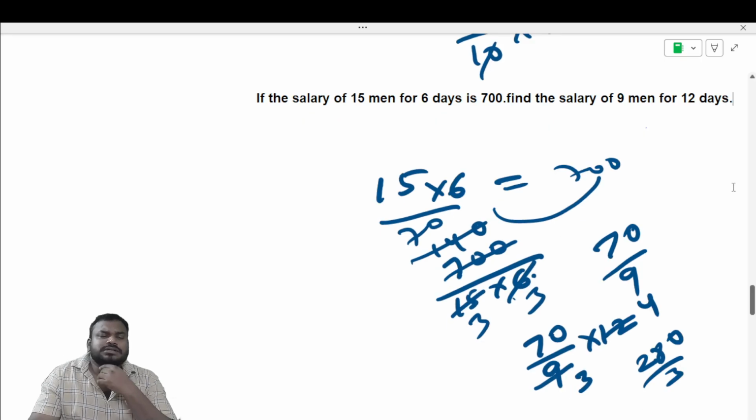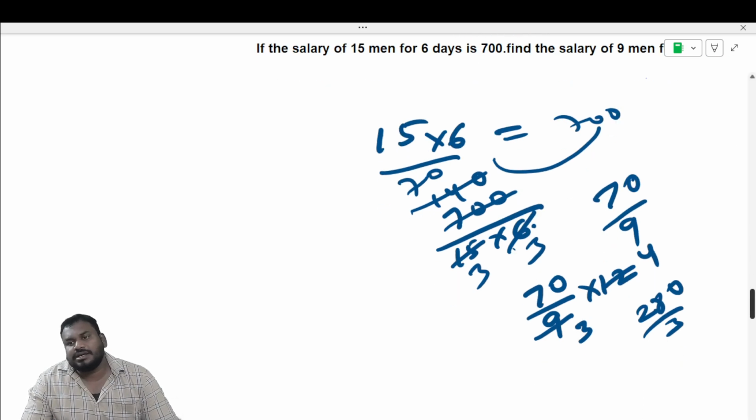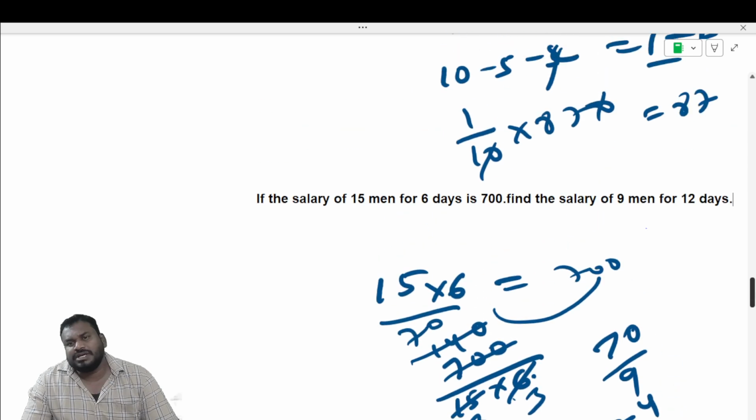Here, this question can be understood in a different way also. So there is a flaw in the question itself. Actually, you should extend the question like 15 men can finish a work in 6 days by taking 700. To finish the same work, if 9 men are working for 12 days, how much would be the pay? If it is asked like that, then the case would be changing.